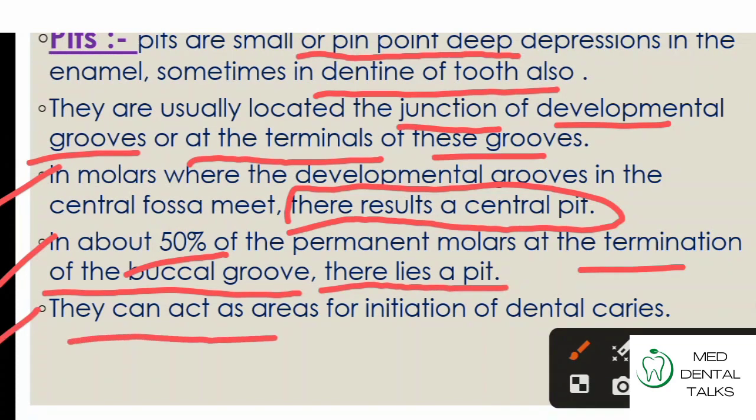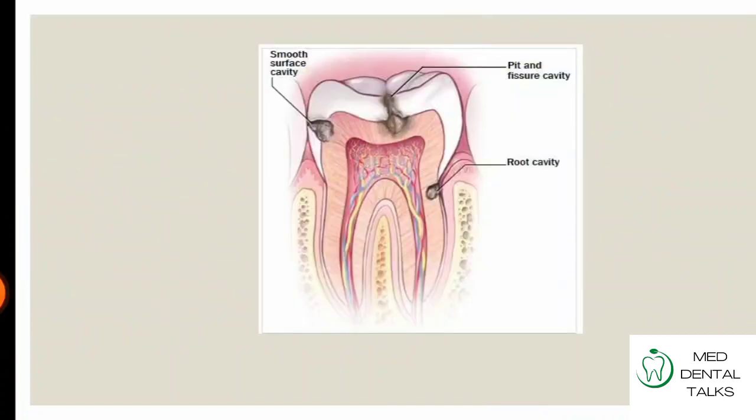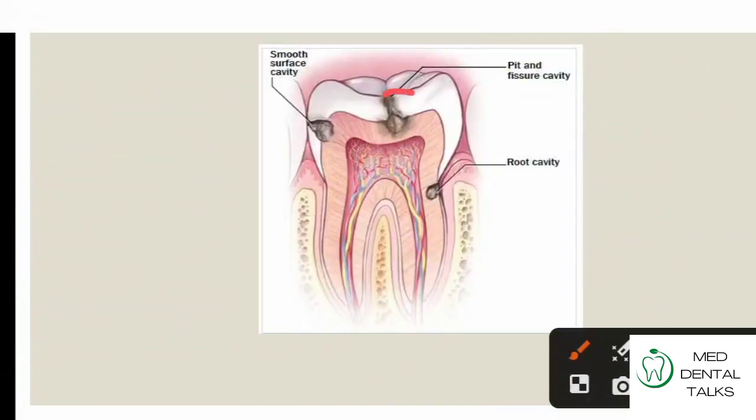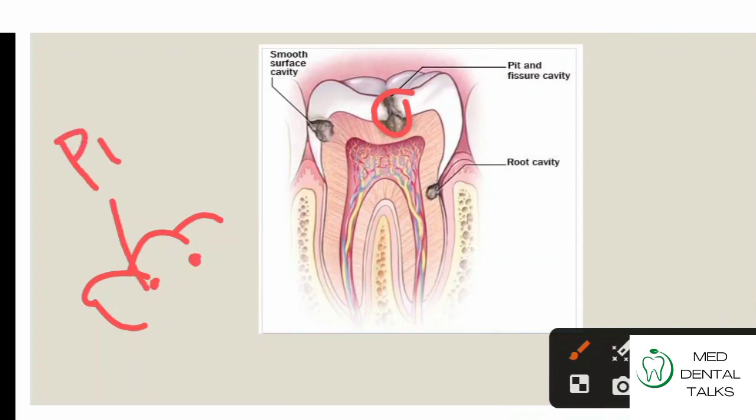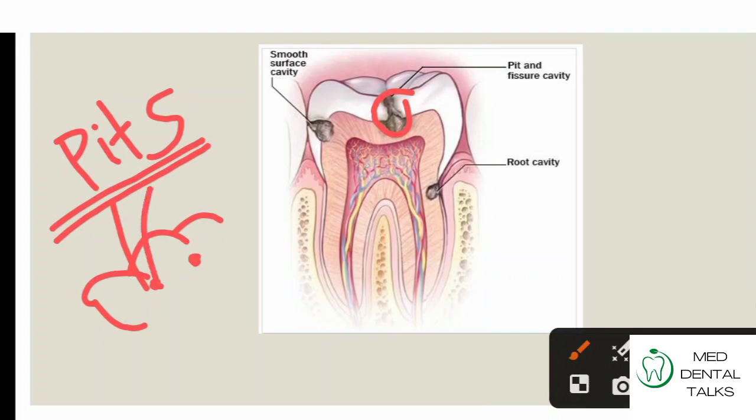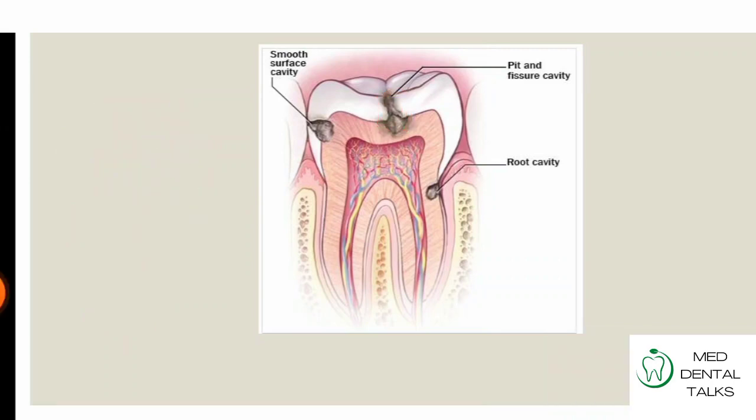They can act as an area for initiation of dental caries. This diagram shows pits. In the crown surface where the developmental grooves meet, the pinpoint structure is called pits. These are responsible for dental caries because food lodges here, and then initiation of dental caries occurs.